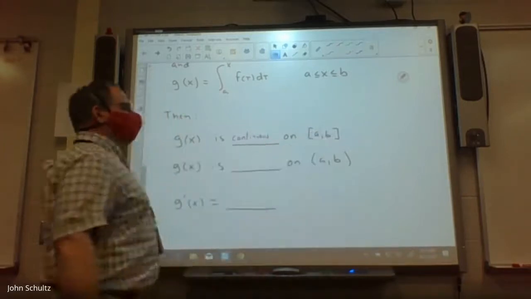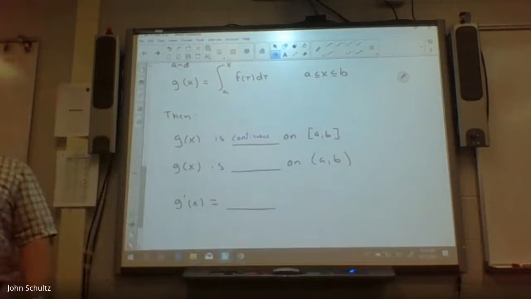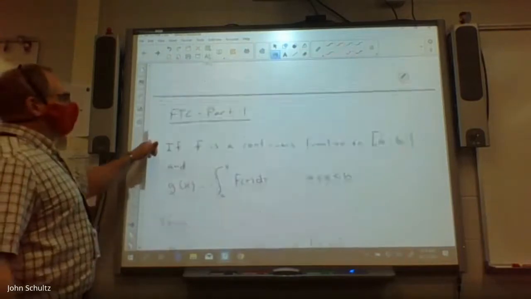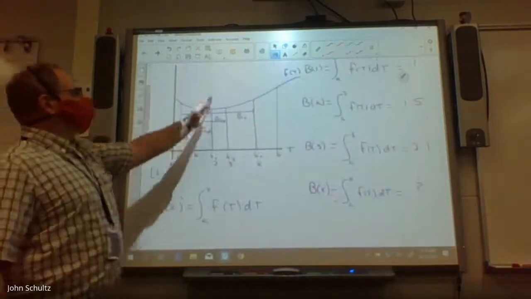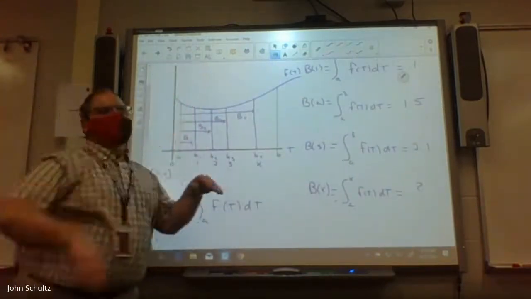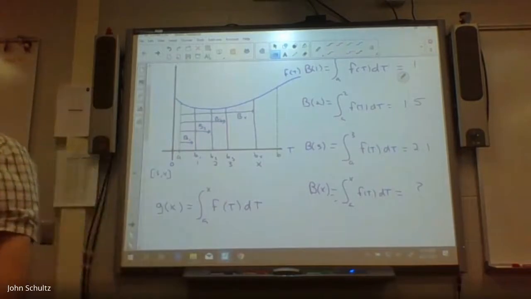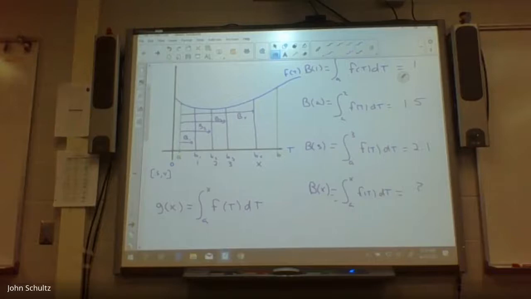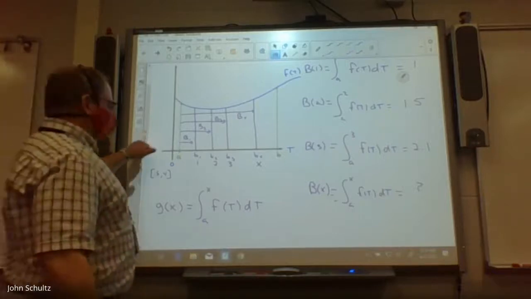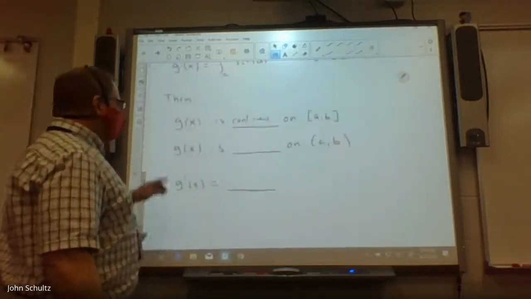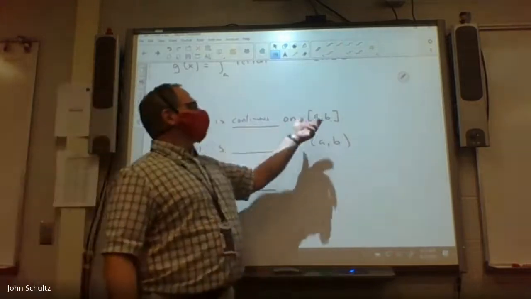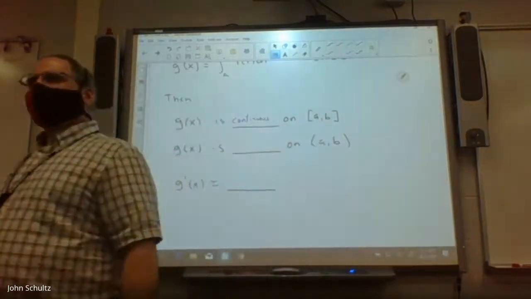on the closed interval, meaning that there's not going to be a spot where I can't find an area. And that makes sense, right? If the graph is continuous itself, no holes or jumps or anything right here, no discontinuities, you're going to get a nice smooth curve when you do the areas, right? Okay. So that one's pretty obvious. G has to be continuous on this closed interval. What else is G going to be?